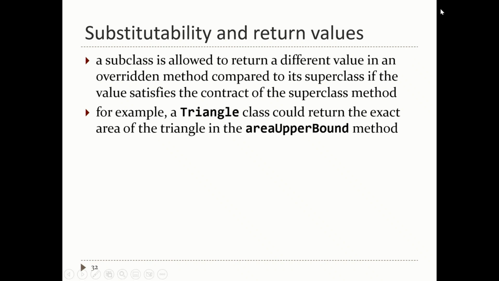Now, does that mean you have to return the same value that the superclass version of the method returns? The answer is no. You can return a different value in an overridden method, as long as that value satisfies whatever the overridden method says the return value should be. So our area upper bound method, remember that method says it returns the upper bound of the area of the shape. If you made up a triangle class, you can compute the exact area of a triangle very easily.